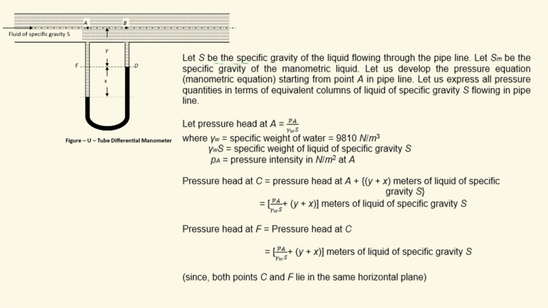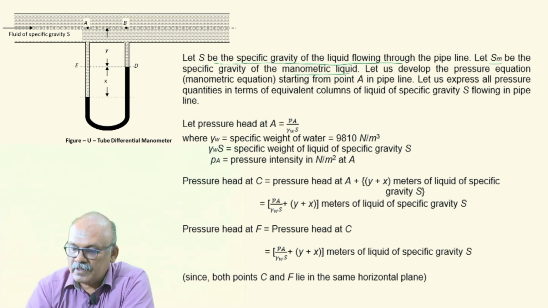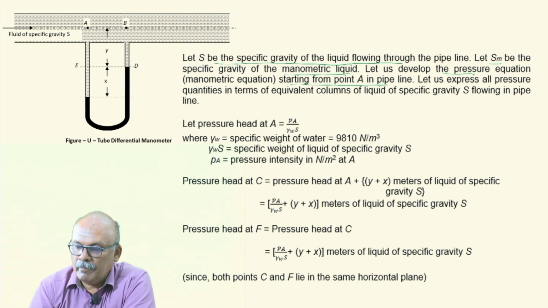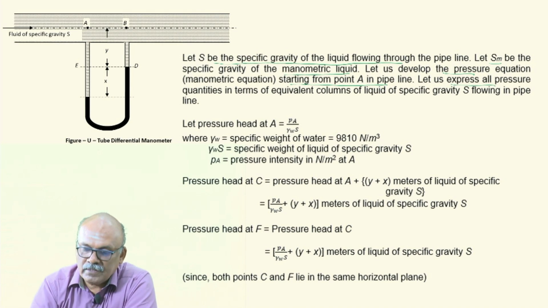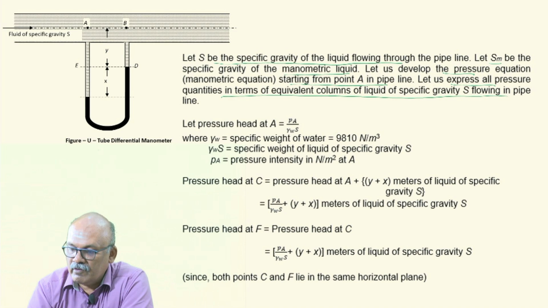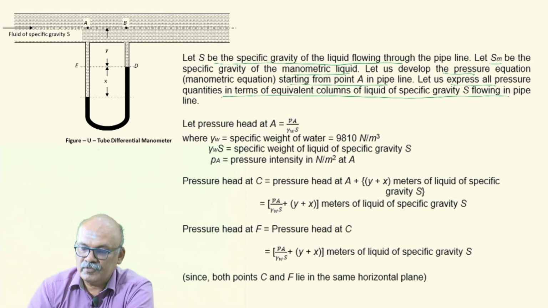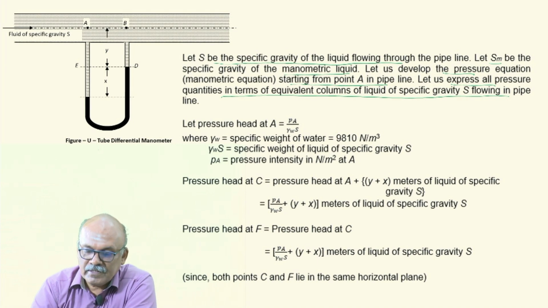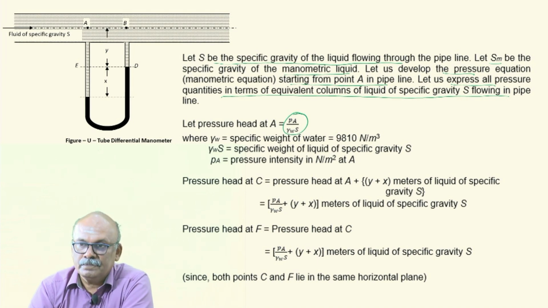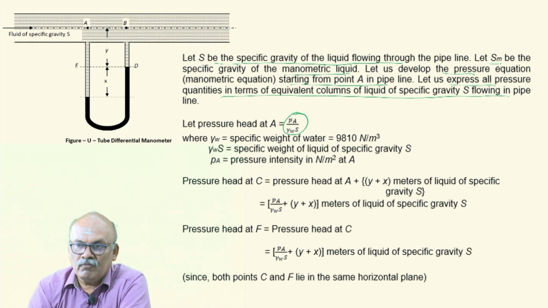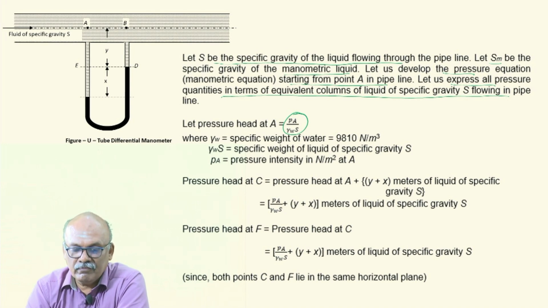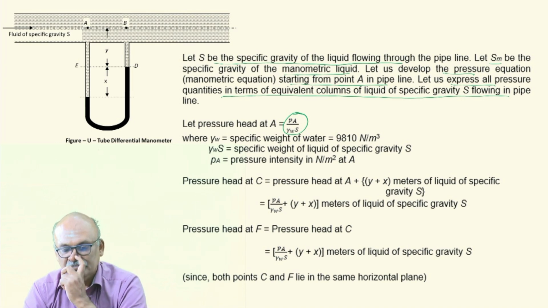So let S be the specific gravity of the liquid flowing through the pipeline, and Sm be the specific gravity of the manometric liquid. Let us develop the pressure equation starting from point A in the pipeline. Let us express all pressure quantities in terms of equivalent columns of liquid of specific gravity S. So let the pressure head at A be PA by gamma W S. Gamma W is the specific weight of water, S is the specific gravity of the fluid flowing through the pipeline, and PA is the pressure intensity at A.